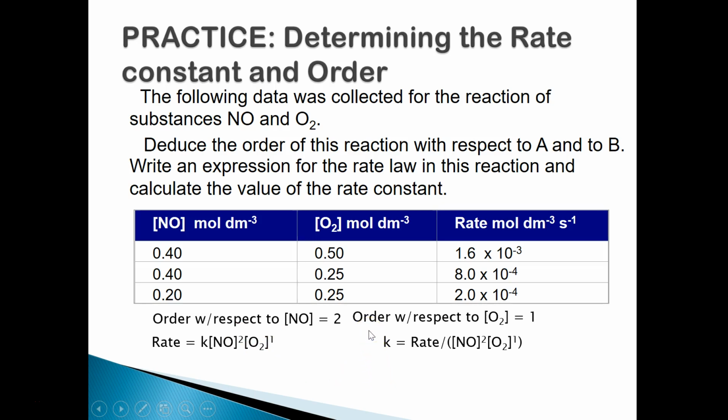Now it wants us to calculate K. So I'll rearrange the expression to solve for K and plug in the numbers. And when I do that, I get 0.020 decimeters to the 6th times moles to the -2 times seconds to the -1. Now don't worry right now about the units of the rate constant.